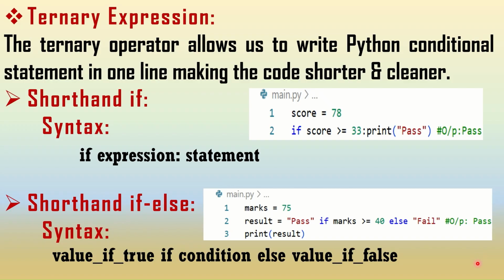So this is about the ternary expression, and this is all about the types of conditional statements in Python. We have seen different types of conditional statements and the conditional operators that we use while defining them. We have seen examples for each of the conditional statements, as well as the syntax that we need to follow while writing them.